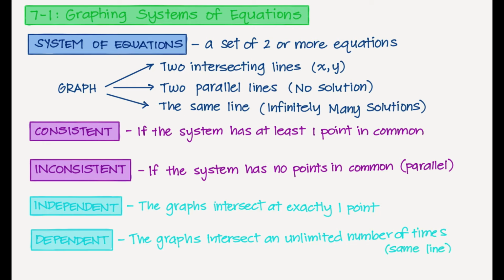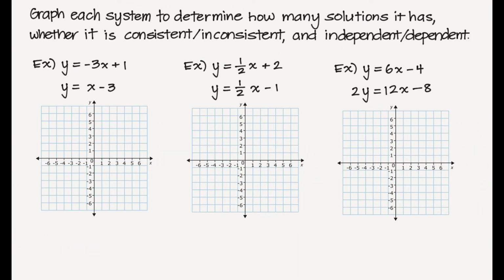So we're going to look at some equations now and what their graphs are, and we're going to graph each system to determine how many solutions it has, whether it is consistent or inconsistent, and then whether it is independent or dependent. So I'm going to graph my first line starting at +1.